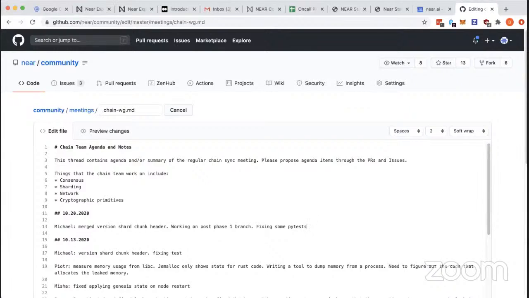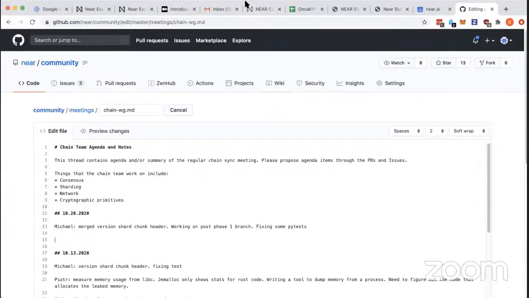Okay. I think it's great that we get to the end of the issue with version shard chunk header, and I think it's also great that we fix them. We take our time, but it's great that the test has actually caused some problem and we fix them. So yeah, that's good.